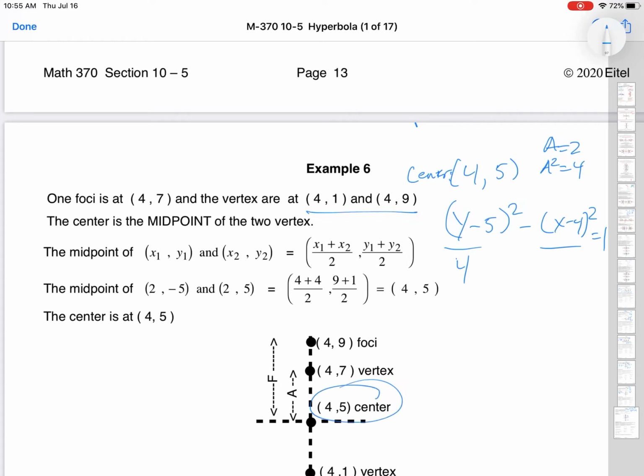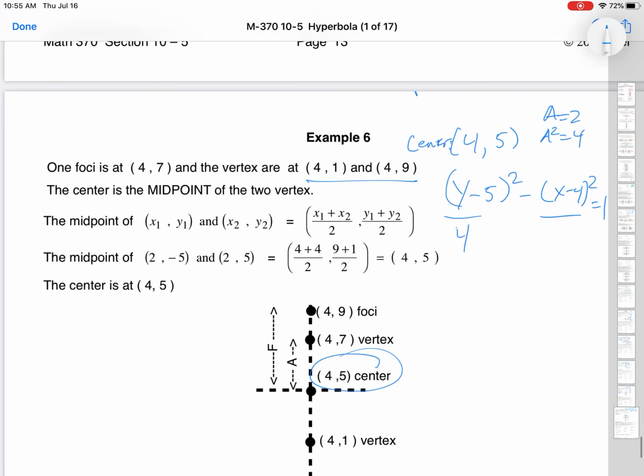So 4, 5 is definitely the center, right in between these guys. But take a look. He's got 2 vertices at 4, 1 and 4, 9. Right? 4, 1 is a vertice. This should be a vertice as well, the way he has it labeled. And it's good because that's a distance of 4 away. This 4, 7 cannot work.